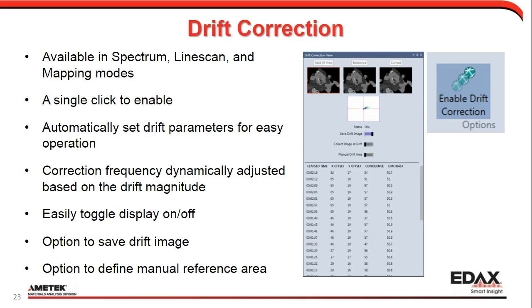You can easily toggle the drift correction control panel on or off to see the correction data and access more options. The panel shows the field of view, reference, and current images for the data set being collected. The location of the drifting sample is shown on the graph as well as in the data table through XY offset coordinates and their corresponding time. You have the option to save the drift image, and you can manually define a reference area for drift correction.